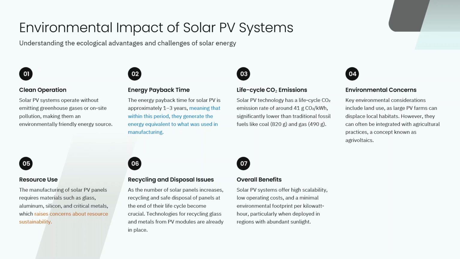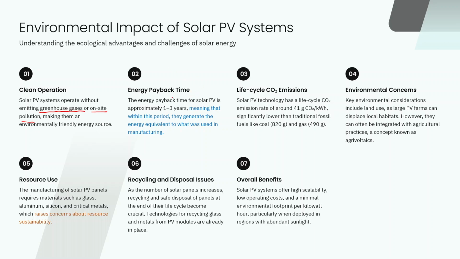If you look at the environmental impact of the solar PV system, they have clean operation, so no greenhouse gas emissions at the PV generation, and no on-site pollution, making them an environmentally friendly energy source. But you have to keep in mind that during the production of PV cells and so on, certain emissions happen.